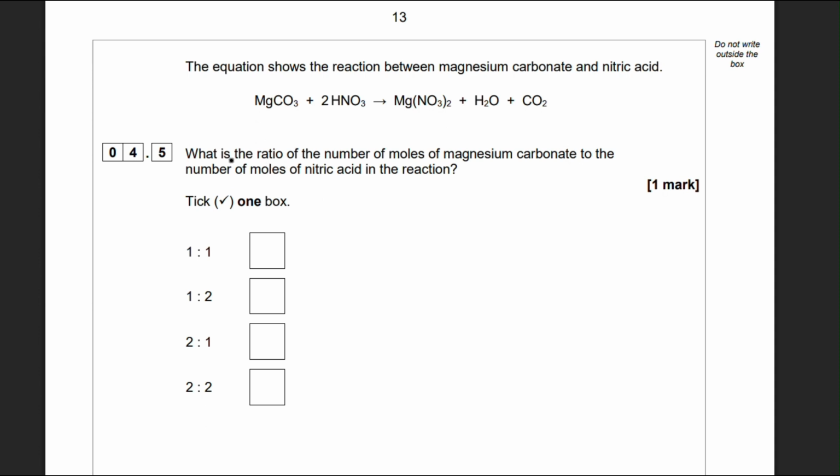Okay. Now moving on to the next part. So it's asking you to state what the molar ratio is for the number of moles of magnesium carbonate. Let's find magnesium carbonate. There is magnesium carbonate. And the number of moles of nitric acid. There is nitric acid. Now, if you look here, there is an invisible 1 there, but we just don't write it in. So we've got 1 mole of magnesium carbonate. So I can eliminate that and eliminate that because they start with 2. But the number of moles of nitric acid, there is a number 2 there. So this is your correct answer.